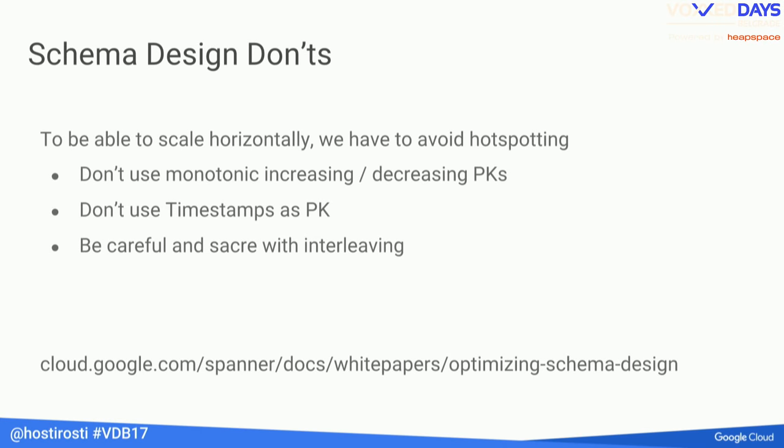So what are a couple of don'ts in a distributed database system, or especially also in the Cloud Spanner database system? If you come from MySQL or Postgres, and you use this nice feature of an auto-increment primary key, this is a don't in Cloud Spanner. You don't want to have something that is monotonically increasing, like an integer or a timestamp or things like that.